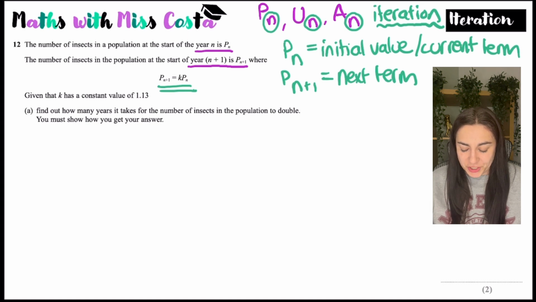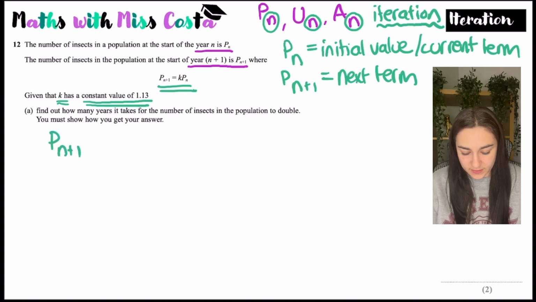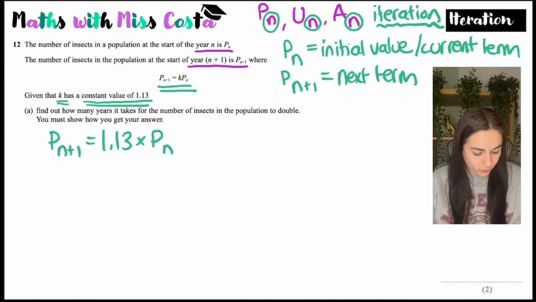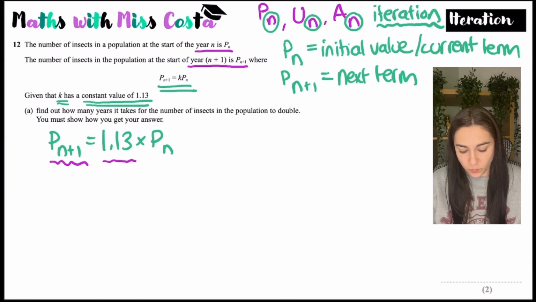So that's what we need to know, the basics about iteration. And then I've been given this formula, and I'm told that K has a constant value of 1.13. So what I can do is just rewrite this formula as 1.13 times by Pn. So what this formula is saying is that to work out the next term, I do 1.13 times by the current term.